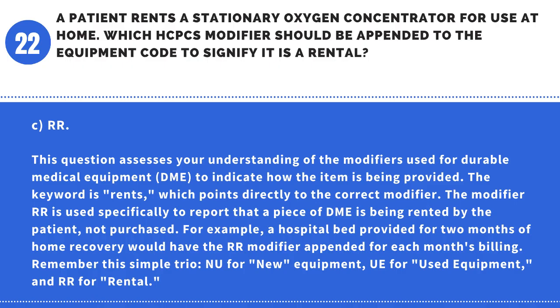This question assesses your understanding of the modifiers used for durable medical equipment to indicate how the item is being provided. The keyword is rents, which points directly to the correct modifier. The modifier RR is used specifically to report that a piece of DME is being rented by the patient, not purchased. For example, a hospital bed provided for 2 months of home recovery would have the RR modifier appended for each month's billing. Remember this simple trio: NU for new equipment, UE for used equipment, and RR for rental.